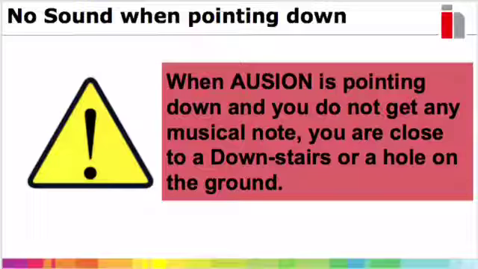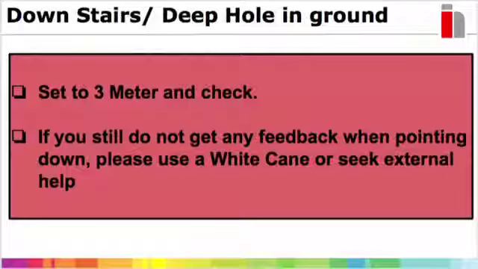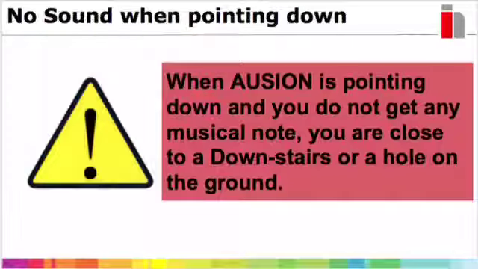If you are pointing down, set to 3-meter range, and if you still do not get any musical note, then this is a situation where you have to be extremely careful. We suggest that you can use your white cane or seek for external help in this case. Once again, we repeat, if you are pointing AUSION down and you do not hear any feedback, you have to be extremely careful. This indicates that you are very close to a downstairs or to a sudden slope.